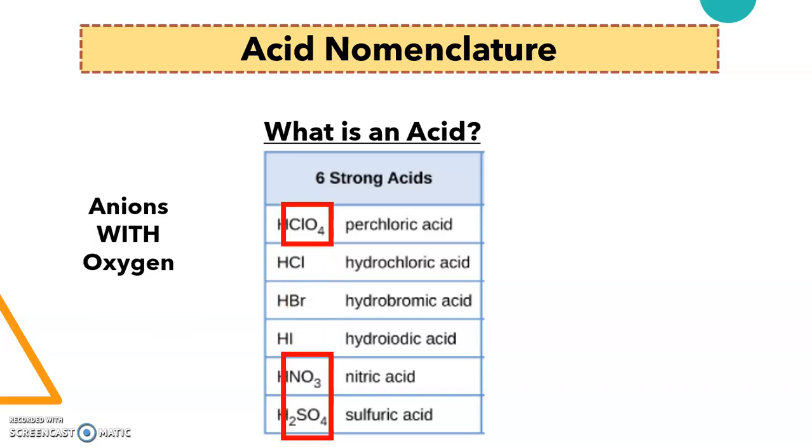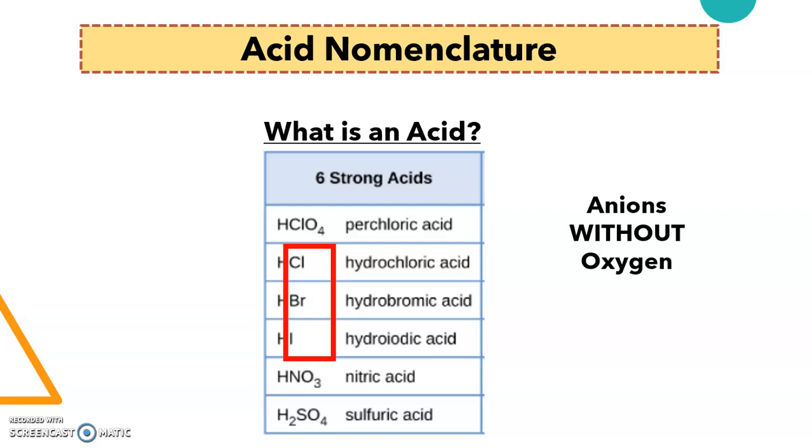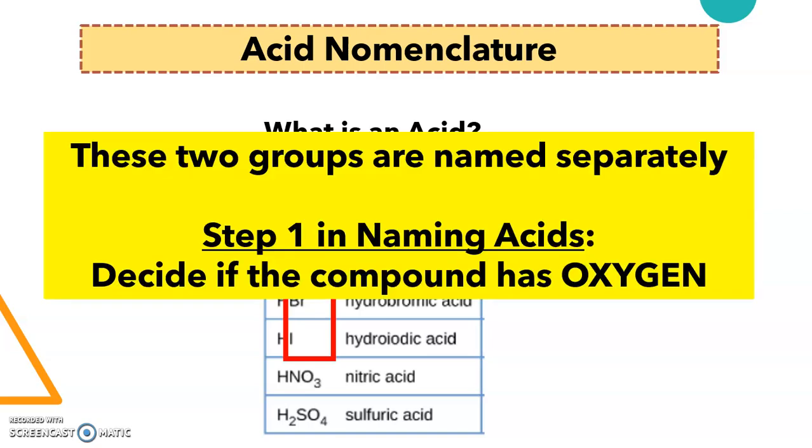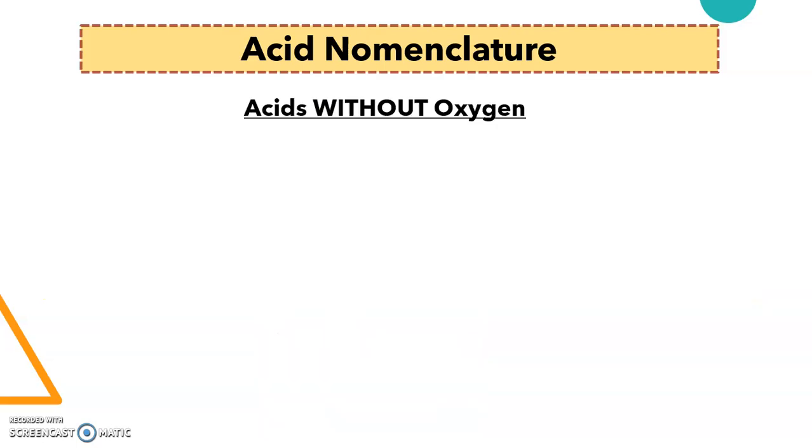First of all, you may have noticed that some of the anions have oxygen in them, and some of them don't. This is essentially our very first step in naming an acid compound. You need to decide: does my acid have oxygen or does it not have oxygen? Because there are two different methods for naming these two different types of compounds. Let's take a look at the easier one first, those that do not have oxygen in them.